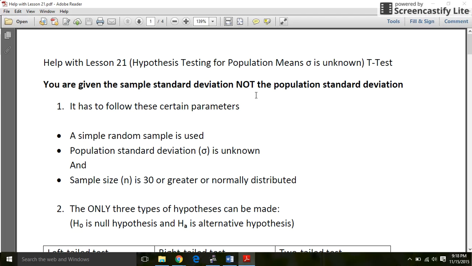So again, we have to follow certain parameters. It's a simple random sample, again, to eliminate bias. Population standard deviation is not known, and the sample size is 30 or greater, or it's normally distributed.